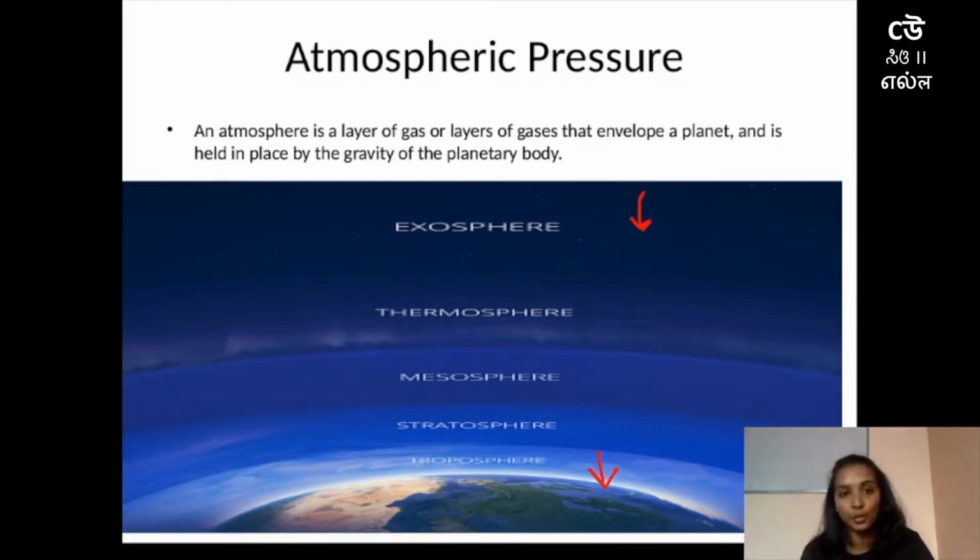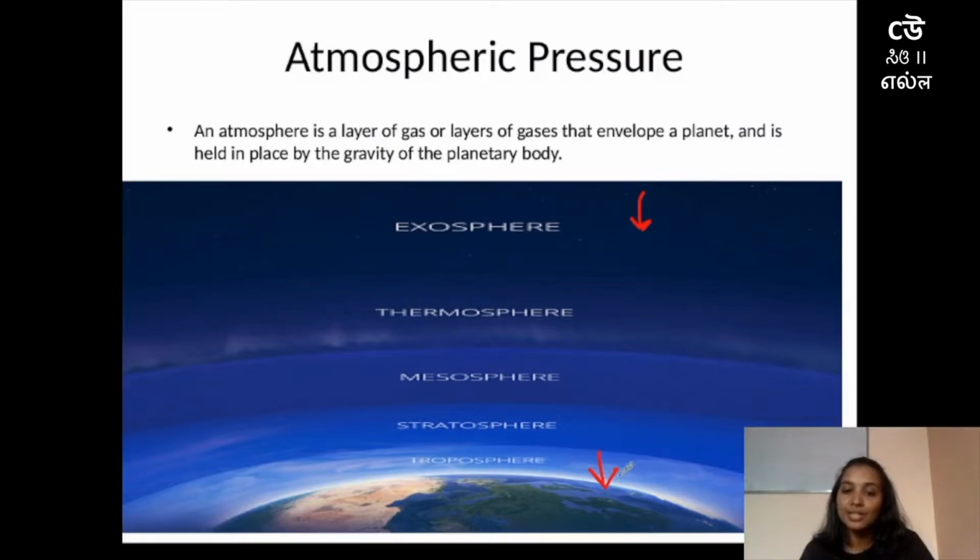What is this atmosphere? Atmosphere means the air molecules which envelop the planet on which we live. That is, an atmosphere is a layer of gas or layers of gases that envelop a planet and is held in place by the gravity of the planetary body. And this atmospheric pressure varies in different layers. As I told you earlier, the atmospheric pressure will be more in the bottommost layer.